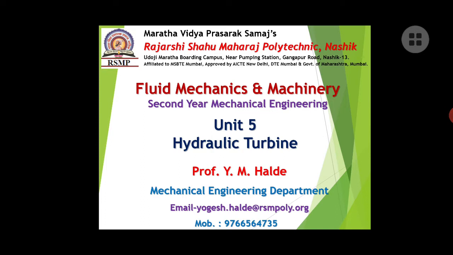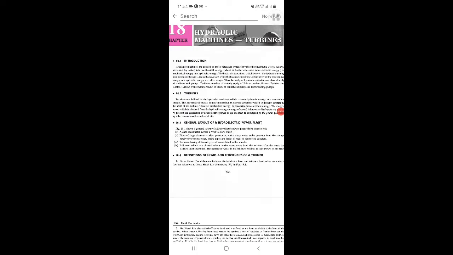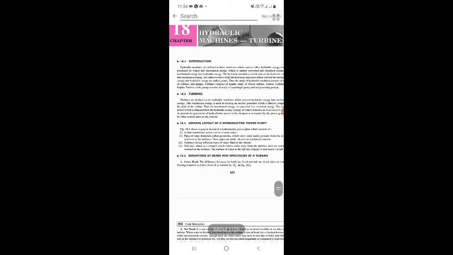Today we will see Unit number 5, Hydraulic Turbine. In that we see the turbine concept and all data related to the turbine. So let's start. So let's see the turbine. This whole unit is for 14 marks.